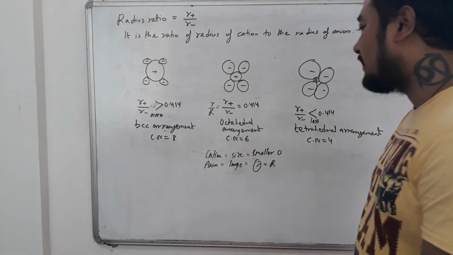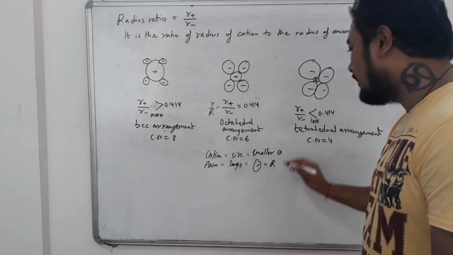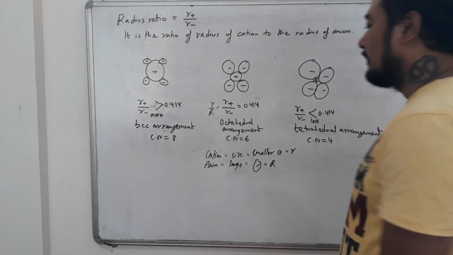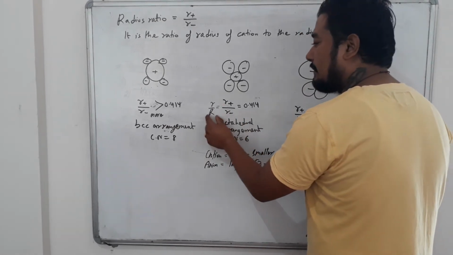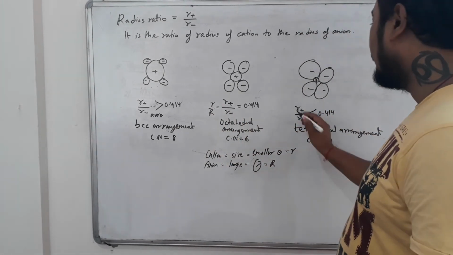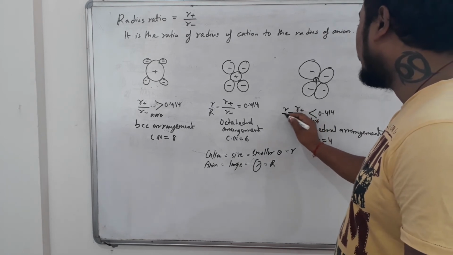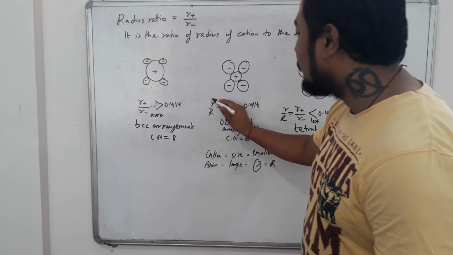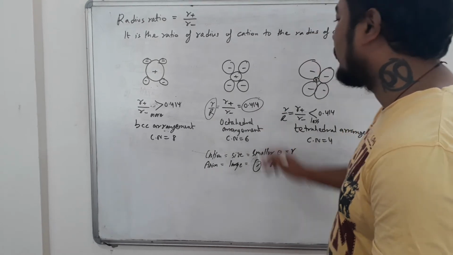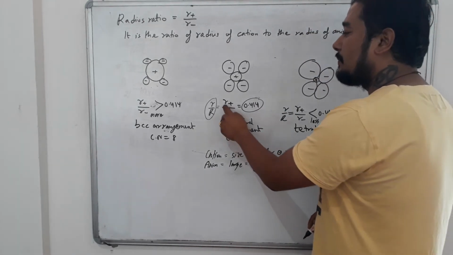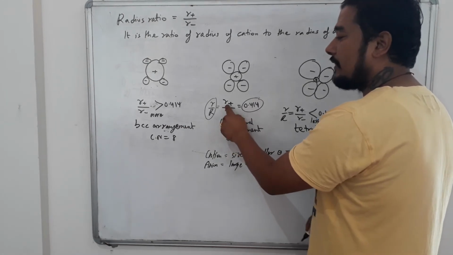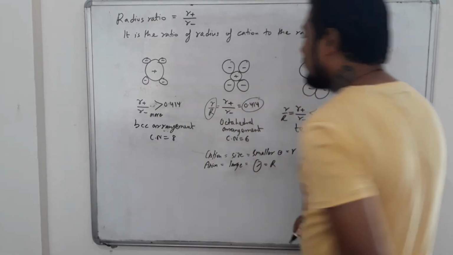Radius is represented by capital R if the size is large. If the size is small, radius will be small, and we represent it by small r. So do remember, radius of cation can be represented by small r and anion by capital R. Here also the same: small r by capital R. And you know that if small r by capital R is equal to this, we call it an octahedral arrangement, as we learned in the previous class, which can be replaced with r plus and r minus, that is radius of cation and anion, which is actually your radius ratio.